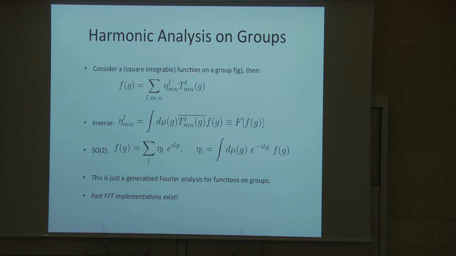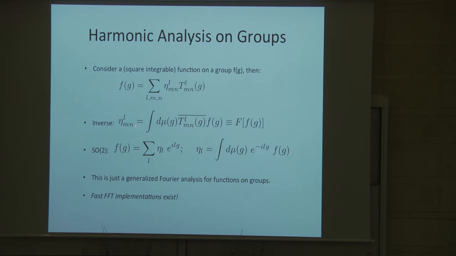And now the next step is to do a harmonic analysis on these groups, which is basically saying we are now interested in functions on the group, square integrable functions. Any function on the group can basically be expanded in this way. So these are just numbers, but they are indexed with three numbers, M, N, and L. And these are irreducible representations, and then I sum over all of these values here, and any function that lives on that group can be expanded in this particular way.